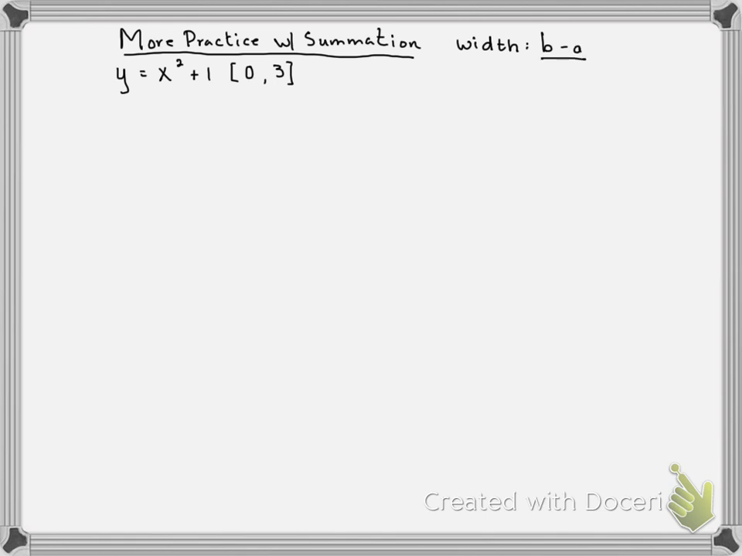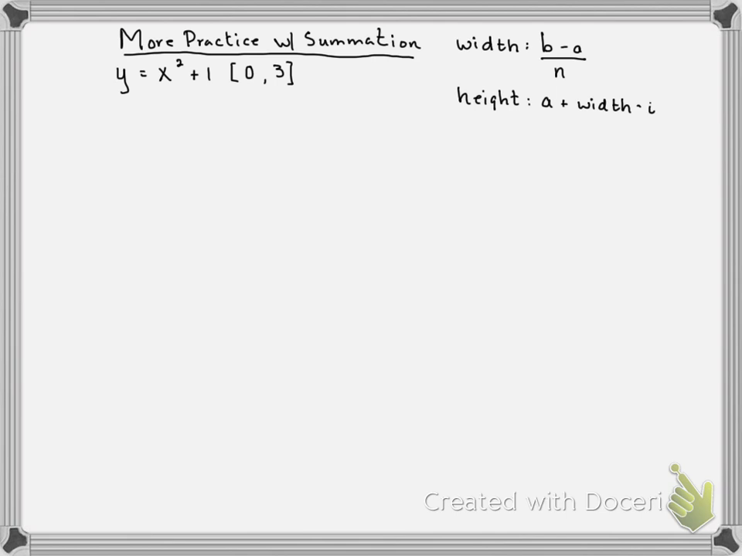minus the lower endpoint over n, and then the height starts at the lower endpoint plus the width times i. Okay, so we're going to use that and find the area under the curve of x squared plus 1 between 0 and 3. The first thing that we're going to do is find the width.